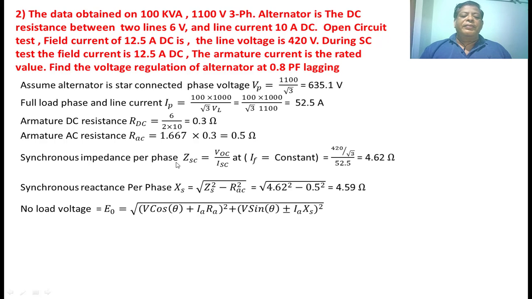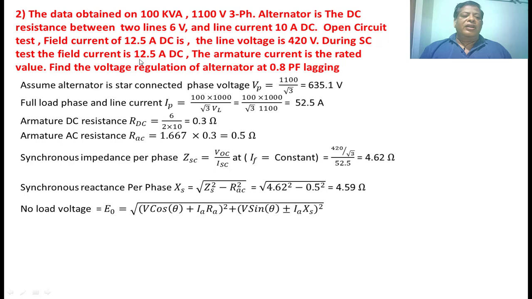Next, synchronous impedance. From the definition of the synchronous impedance, it is the ratio between the open circuit voltage to the short circuit current at a constant field current. The two readings are given in the numerical at a constant field current. Those values you have to take here. This is the line voltage 420 volts, so here you have to take the phase voltage, divided by root 3.